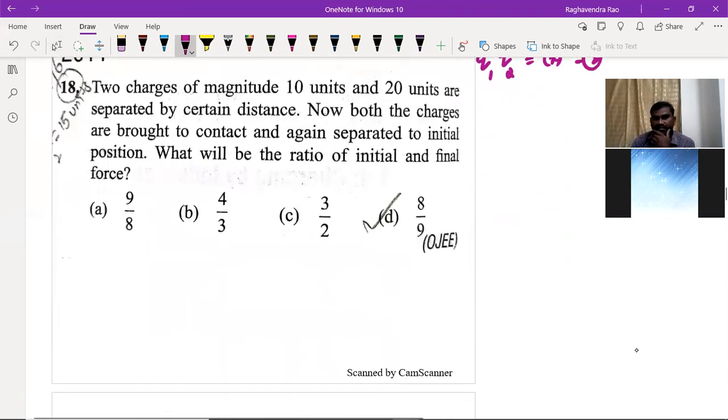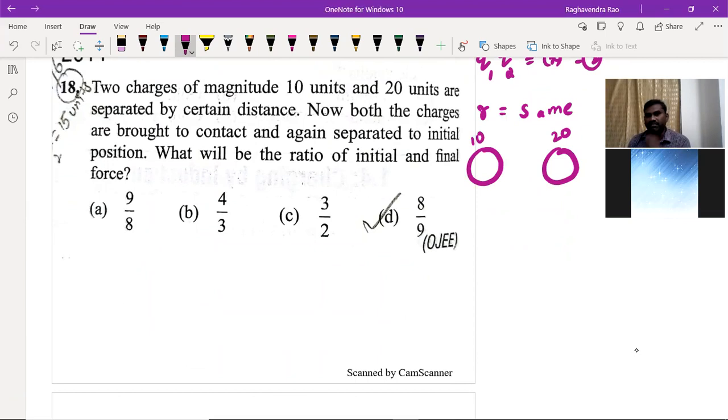Next, two charges of magnitude 10 units and 20 units. Whatever the units may be, SI units or CGS units, they have simply given 10 and 20, separated by a certain distance. Now both the charges are brought to contact and again separated to the initial position. So that means the distance is the same. Initially this is of 10 units and this is of 20 units. These are the charges.